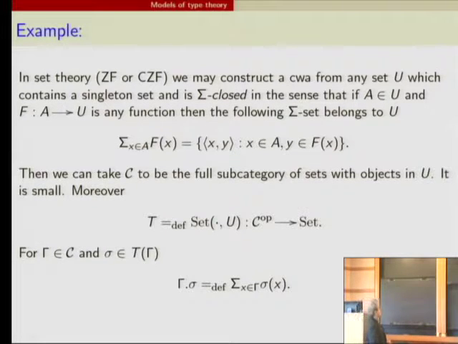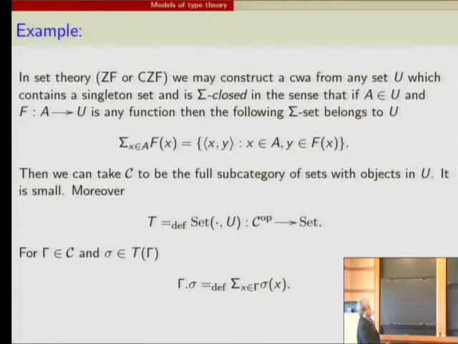Okay, so in set theory we could choose constructive set theory or some ordinary set theory. We could construct such a category with attributes from any set which contains a singleton set for the terminal object, and which is sigma closed. Well, this is kind of a regularity condition for a cardinal, for instance.